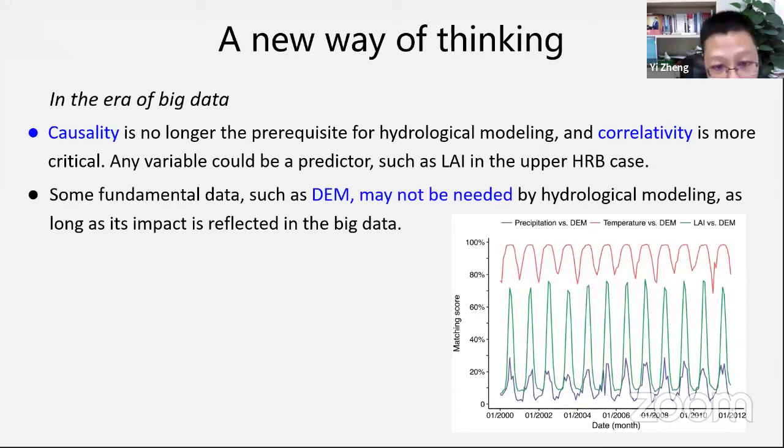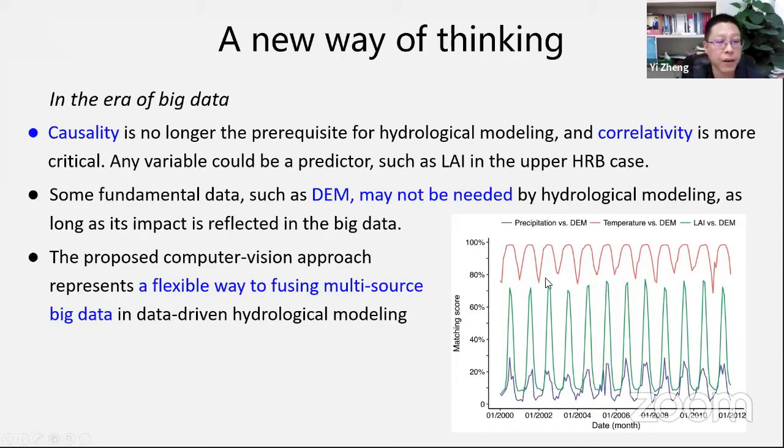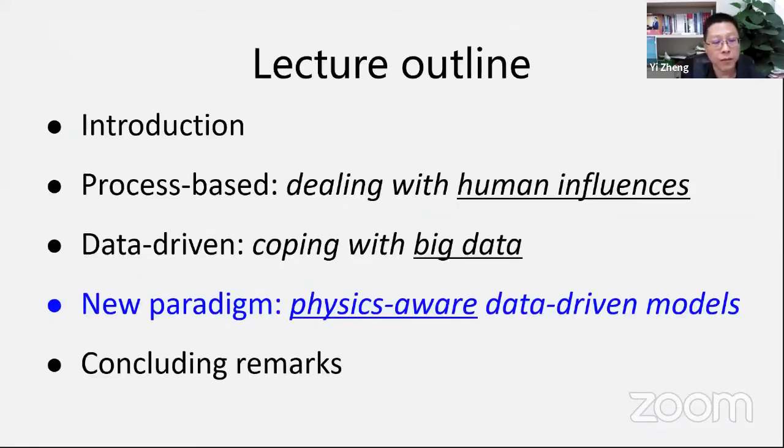Second, some fundamental data such as DEM may not be needed by hydrological modeling as long as its impact is reflected in the big data. This figure shows the matching score, like the similarity or the correlation, between the different predictors and DEM at different times of the year. As you can see, the matching score is very high for temperature and DEM. So in our data-driven model, we don't use DEM because the information of DEM has already been reflected implicitly by the temperature data field. Okay? So the proposed computer vision approach represents a very flexible way to fuse multi-source big data in data-driven hydrological models. Okay?